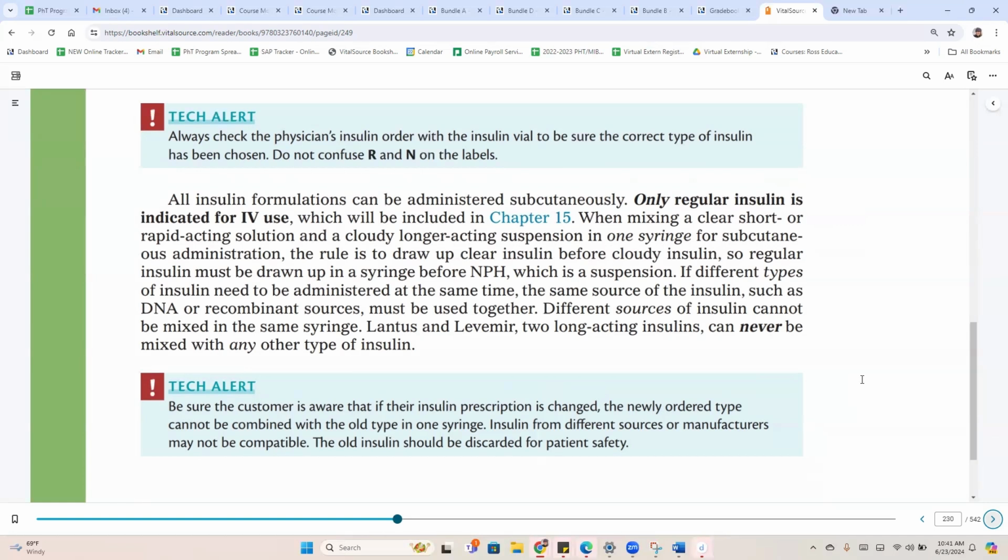If different types of insulins need to be administered at the same time, the same source of the insulin, such as DNA or recombinant sources, must be used together. Different sources of insulin cannot be mixed in the same syringes. Lantus and Levemir, two long-acting insulins, can never be mixed with any other type of insulin.